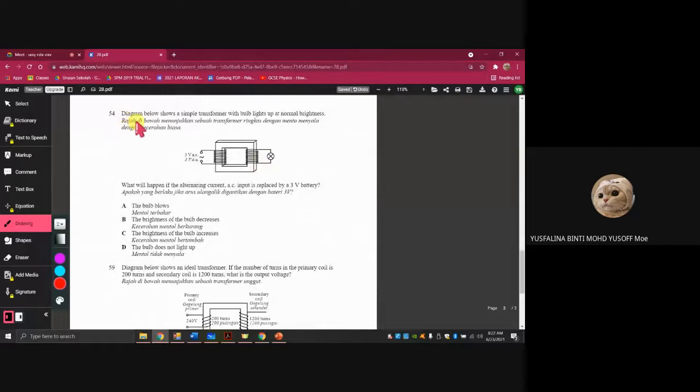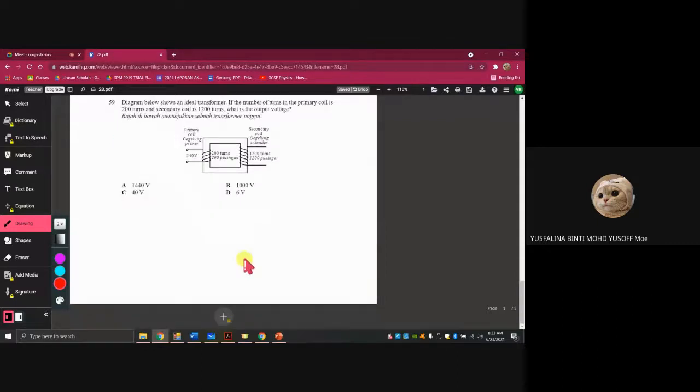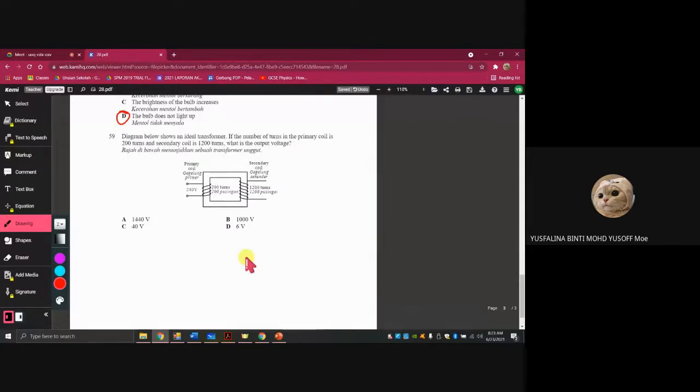It says here the diagram below shows a simple transformer with a bulb lit up at normal brightness. What will happen if the alternating AC input is replaced with a 3 volt battery? Can the transformer function if I put the input voltage as direct current? No. So what will happen to the bulb? D, yes, the bulb will not light up. Only AC current works.